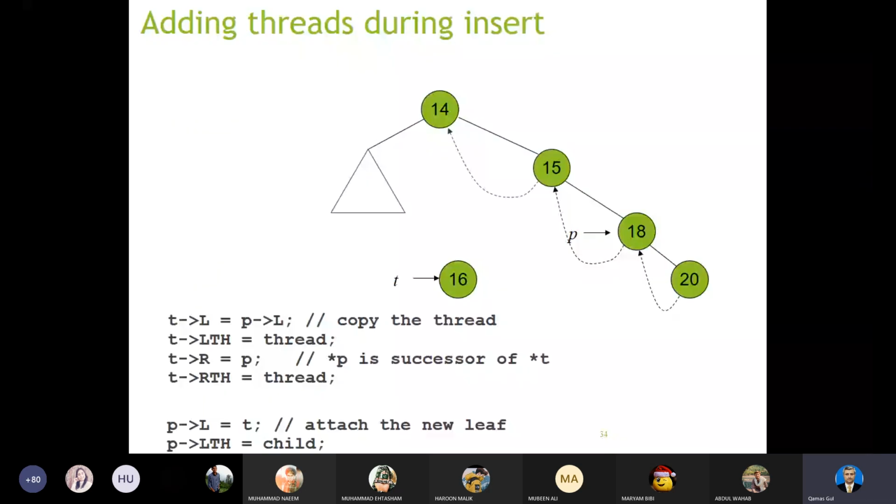Now let's see this example. And by this example, we will be trying to understand what is a threaded binary tree.